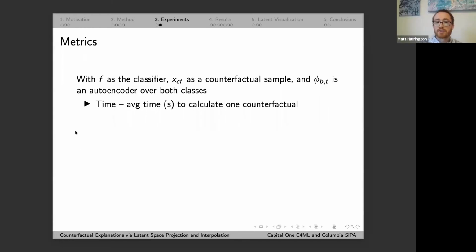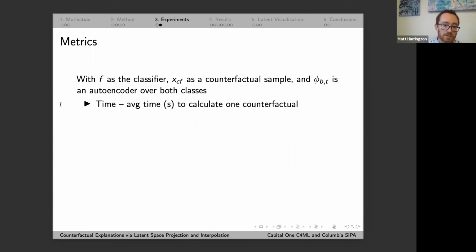And then, oh yeah, sure, you want to go? Well, I was going to say another aspect of the counterfactual search is measurements of goodness, which I think Matt's going to cover next. Yeah.